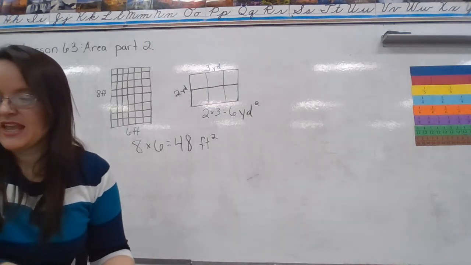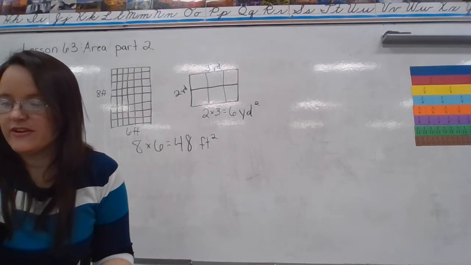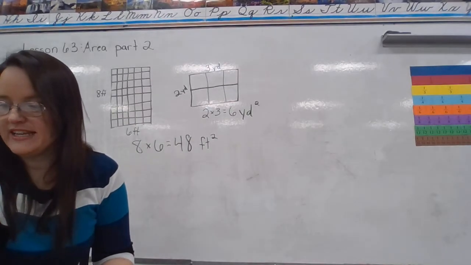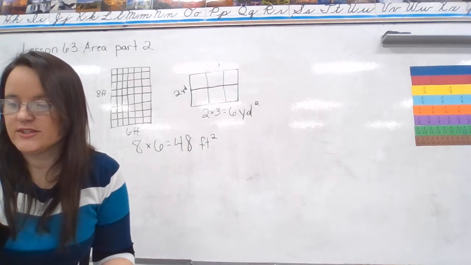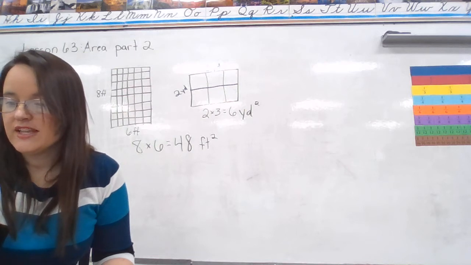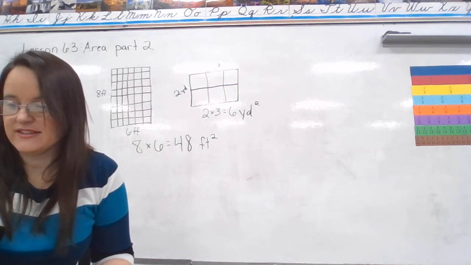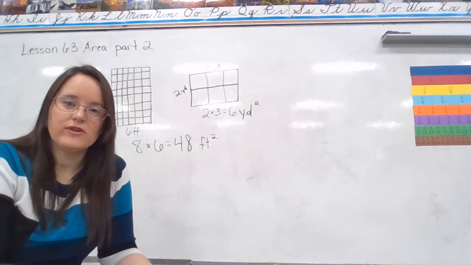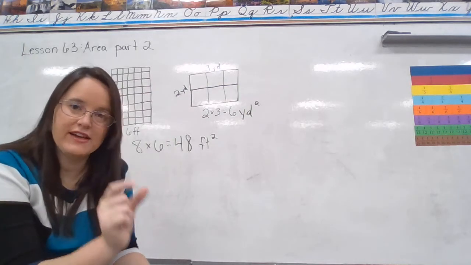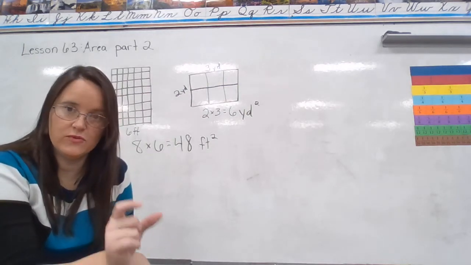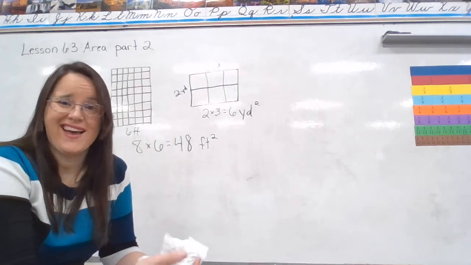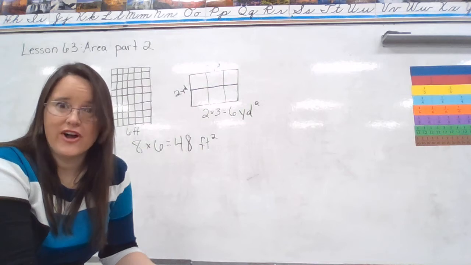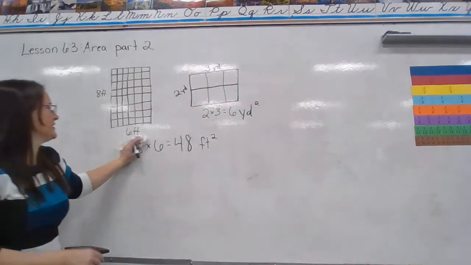Problem B says how many square yards of carpet are needed to cover the floor of a room that is 4 yards wide and 5 yards long. You can use color tiles to help you answer this question. So if you guys have square tile manipulatives at home and you want to use those to answer this, you can go grab them. Otherwise, I say when in doubt, draw it out. So we're going to draw a picture.